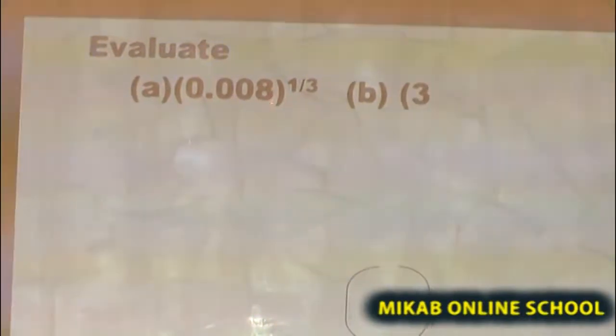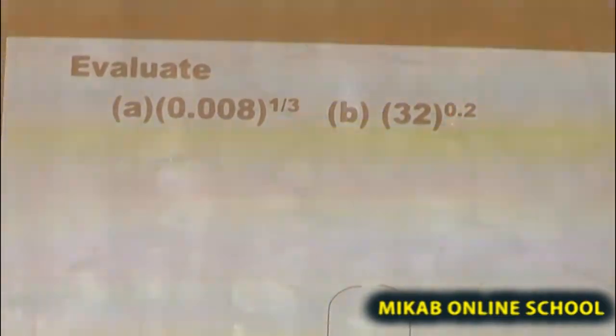is asking us to evaluate A, open brackets 0.008 close bracket all raised to the power of 1/3. B, open brackets 32 close bracket all raised to the power of 0.2.